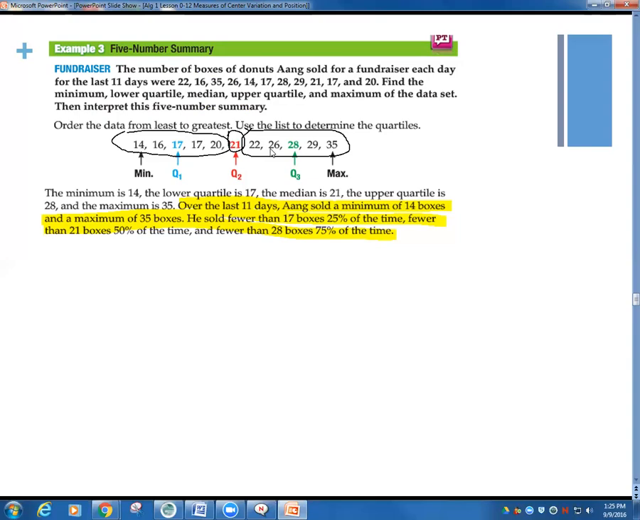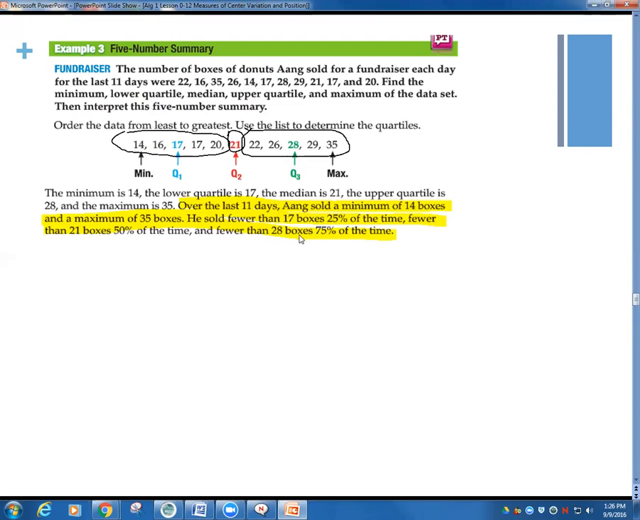He sold fewer than 17 boxes 25% of the time, because remember, everything below the first quartile is 25%. Fewer than 21 boxes 50% of the time. So if you go below 21, you have 25% here and 25% here, which gives you 75. And fewer than 28 boxes 75% of the time, because you got a quarter here, quarter here.